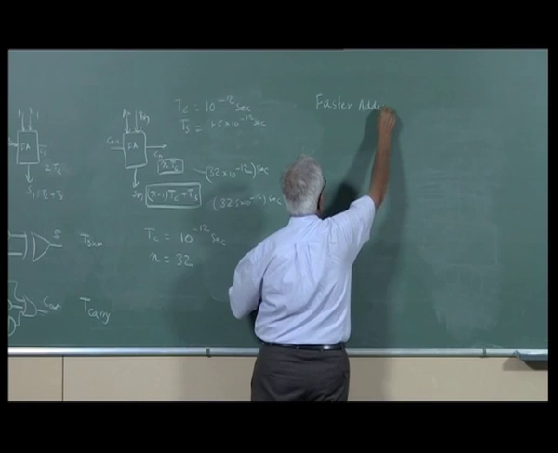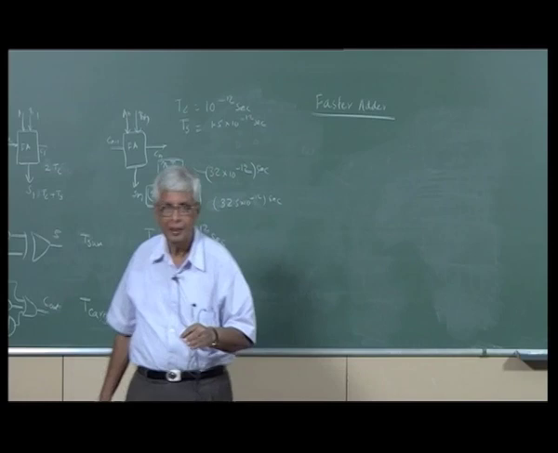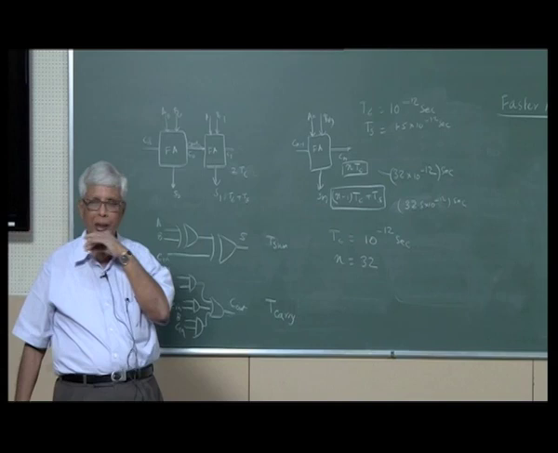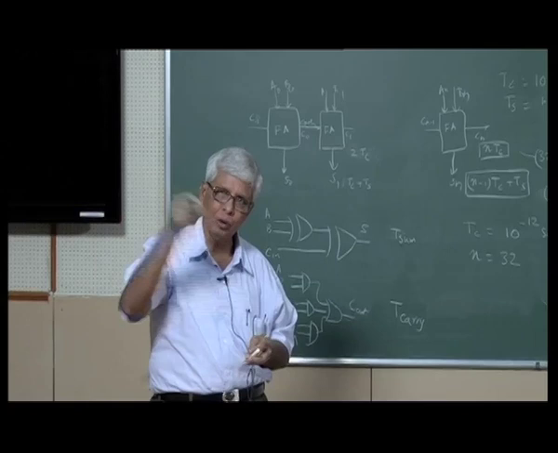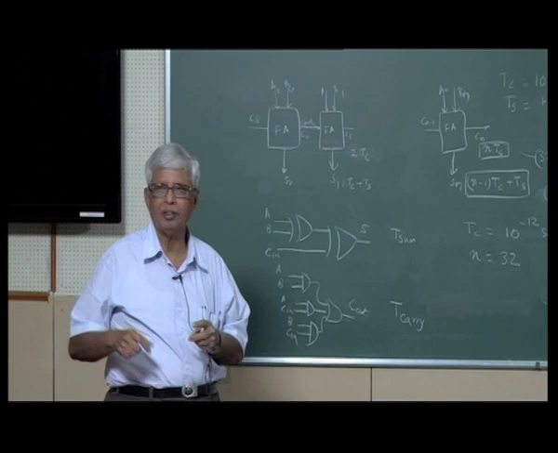When I have faster adders, we have faster subtractors, because adders and subtractors we know. Adders can be used as subtractors with complement. And we'll have faster multipliers. Everything will be fast. So the basic unit, if you improve it, everything becomes faster and faster.